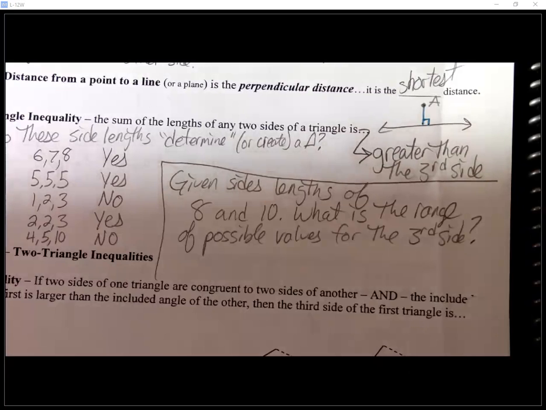So, what about 2? Could you have 2, 8, and 10? No. Right? Because 2 plus 8 gets me to 10. And that's a problem. I can't have them being equal. Because remember, if I add the 2 shortest sides, it's got to be greater than the third. Can't be equal. Julia?